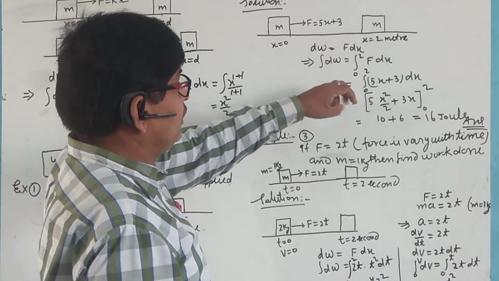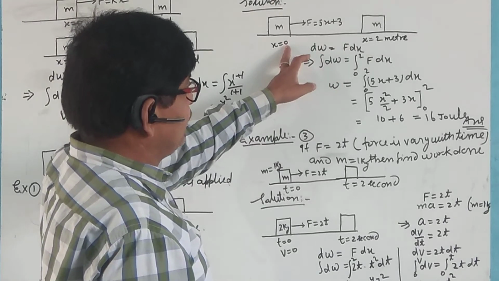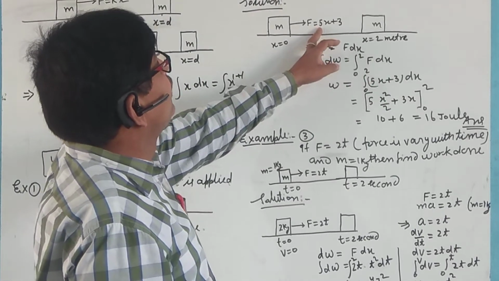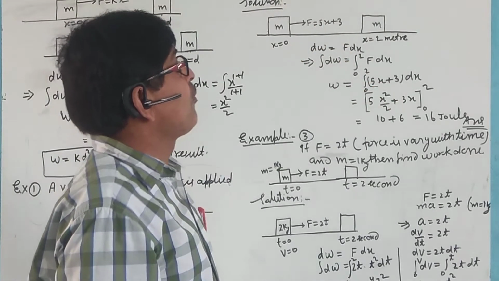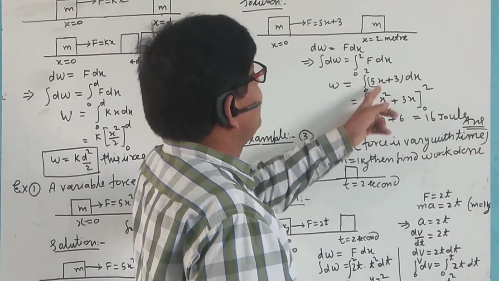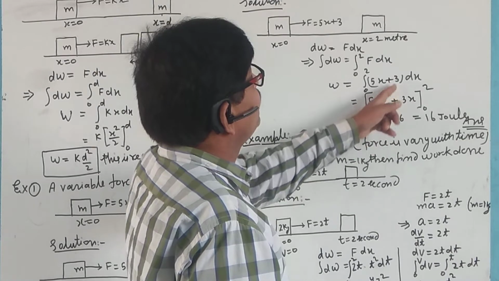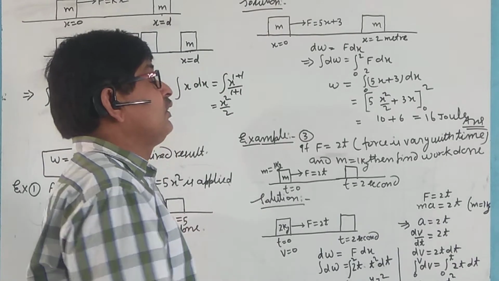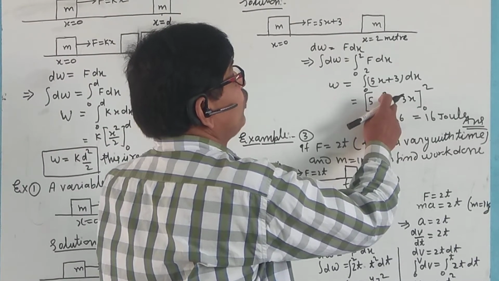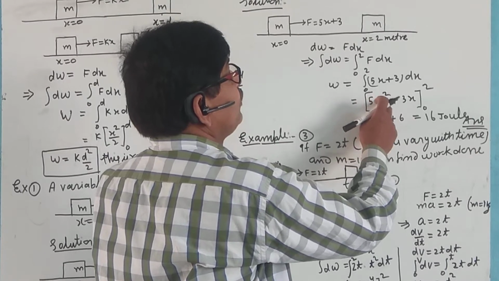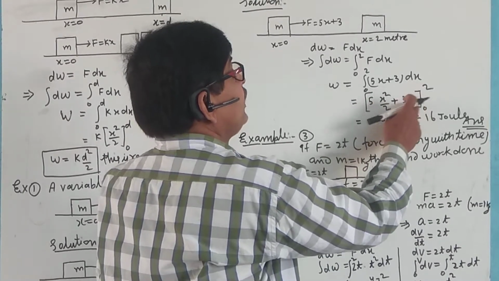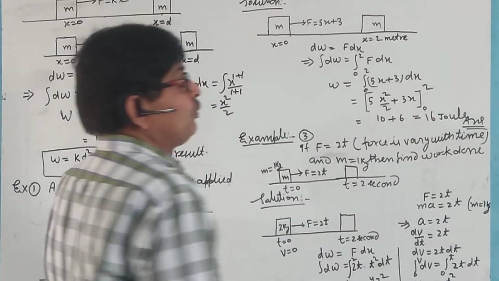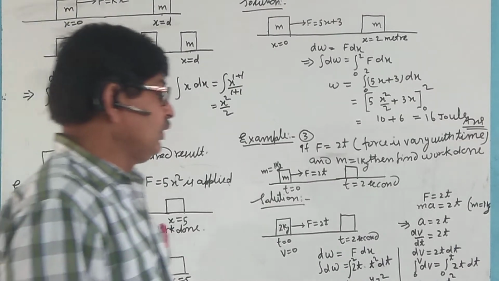dW is equal to F dx, and integrate from displacement 0 to 2 of F dx. F is given here as 5x plus 3. The integration of 5x is 5x squared by 2, and the integration of the constant 3 dx is 3x. Putting x equal to 2, 2 squared is 4, 4 into 5 is 20, by 2 is equal to 10, and 2 into 3 is 6, and putting 0 gives 0, so the total work done is equal to 16 newton.